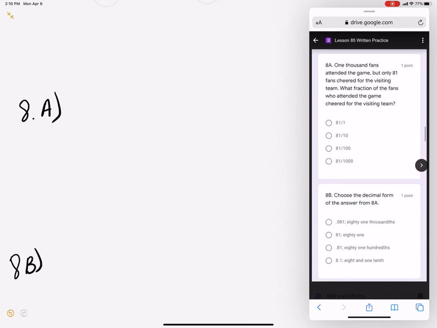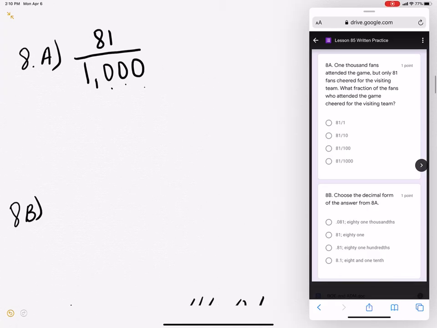8A, 1,000 fans attended a game, but only 81 fans cheered for the visiting team. What fraction of the fans who attended the game cheered for the visiting team? So we have how many fans altogether? 1,000. And the fraction that we are looking for, 81 of them. So 81 thousandths is your answer. Make sure you have 3 zeros in your answer. There is one option that says 81 hundredths. That is not correct.